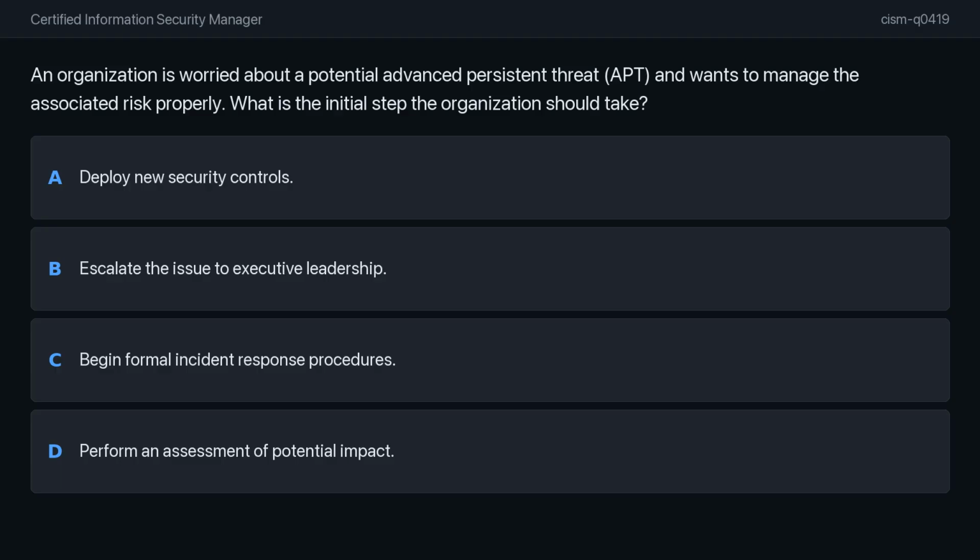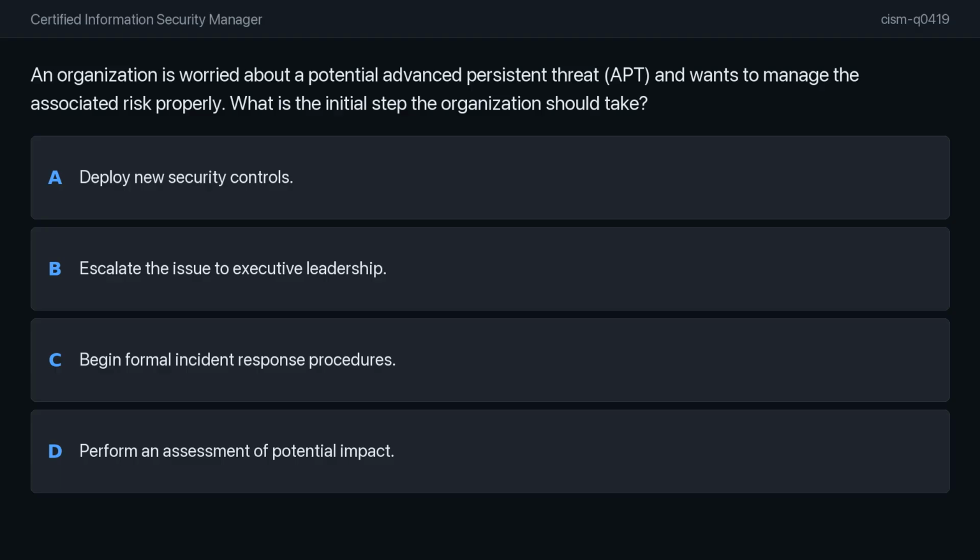Deploying new security controls or escalating the issue to executive leadership are more after we know the risk size. Beginning formal incident response procedures would be responding to an incident itself. So the correct answer is option D, perform an assessment of potential impact.